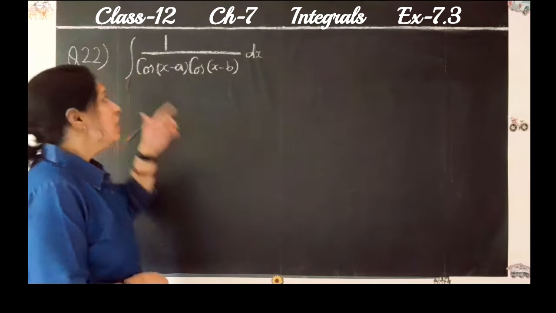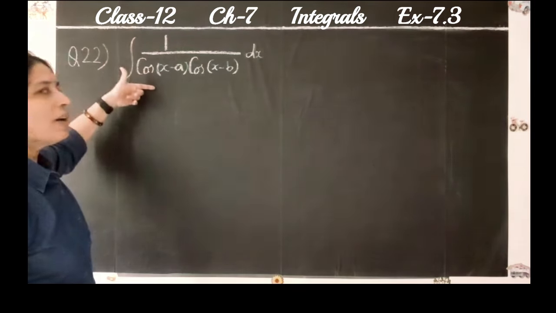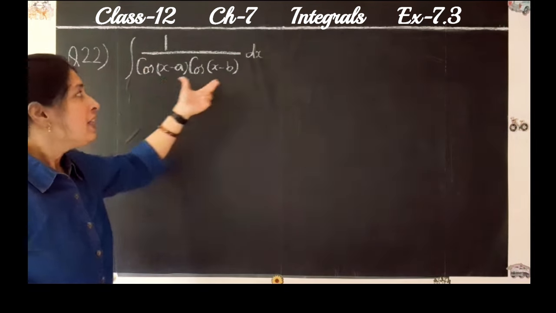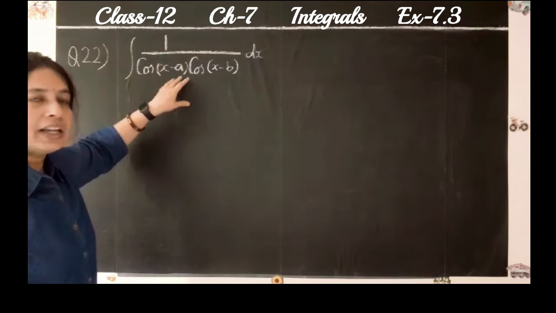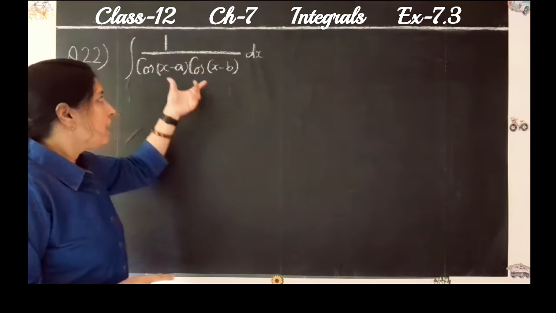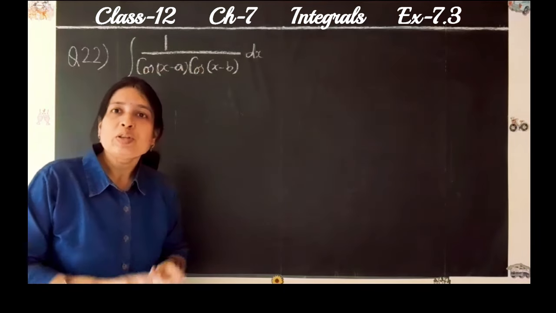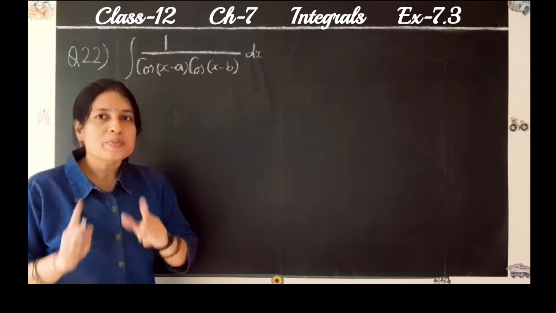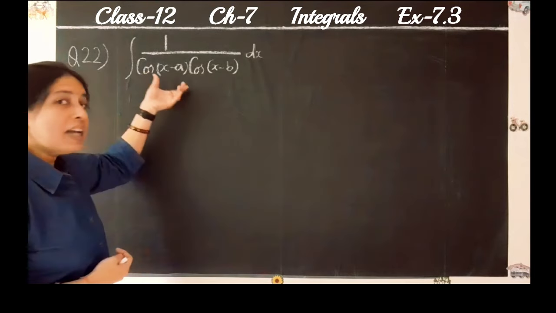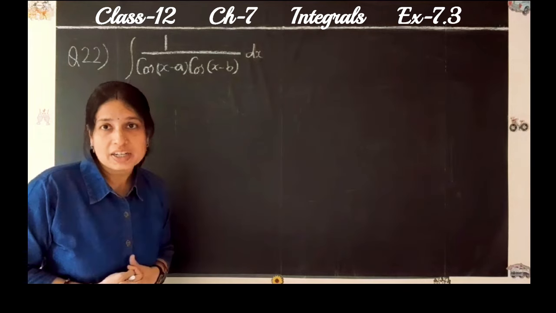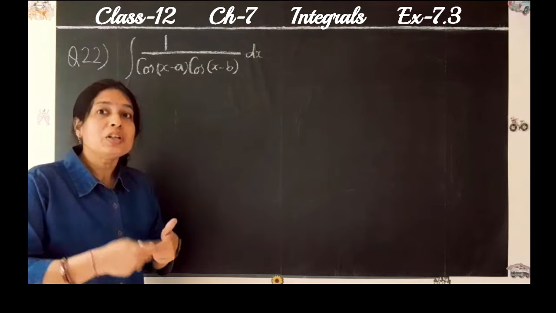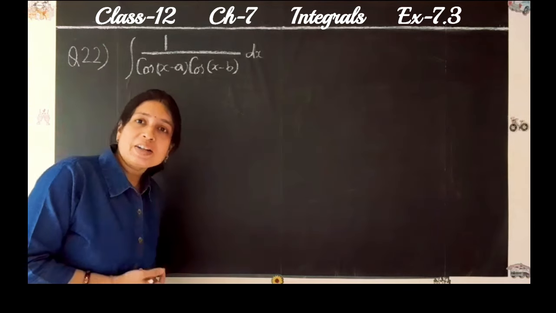Question number 22. It is integral of 1 divided by cos x minus a into cos x minus b. यहाँ पे हमें cos x minus a into cos x minus b डिनोमिनेटर में दिया हुआ है. अगर ये हमें न्यूमरेटर में दिया रहता तो हम यहाँ पे cos a इंटू cos b के फार्मूले से इनको सेपरेट करते और इंटीग्रेट करते. अगर हम यहाँ पे cos a इंटू cos b का फार्मूला यूज करेंगे तो हमें डिनोमिनेटर में दो सेपरेट टर्म्स मिलेंगे. Then it will be more difficult to solve. Then how will we solve it?